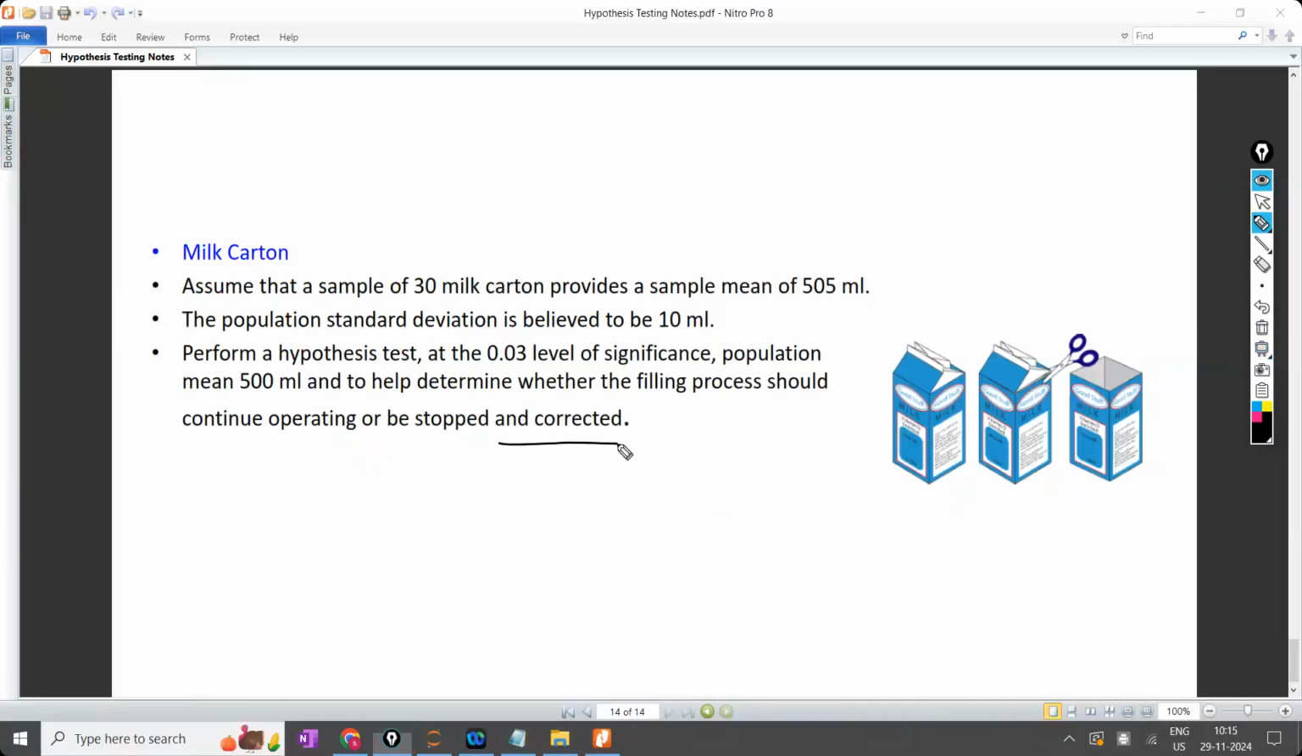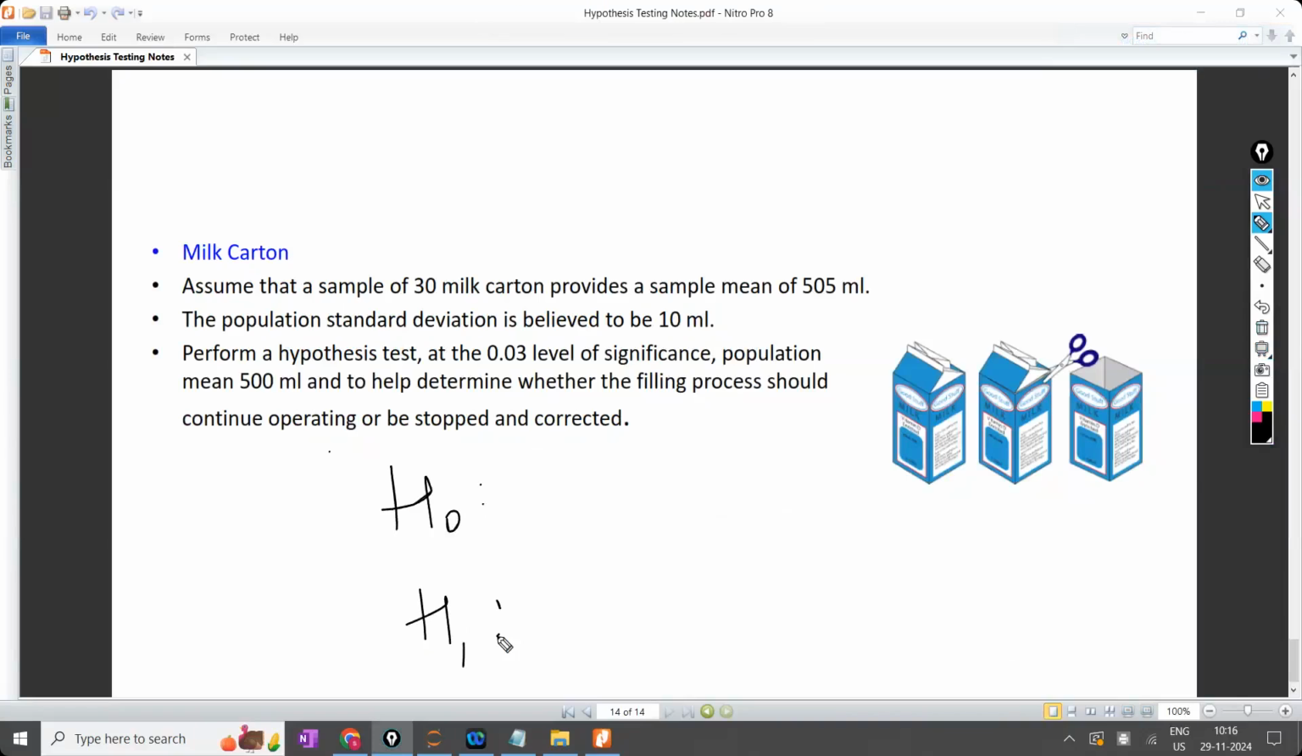Now, here in the question the word "corrected" is there. Correction will not be done by the inspector. If the word corrected is not there, we have to assume the filling process is done by the inspector or someone else. Now, since it is done by the company people, we have to make the null and alternate hypothesis for the company people.